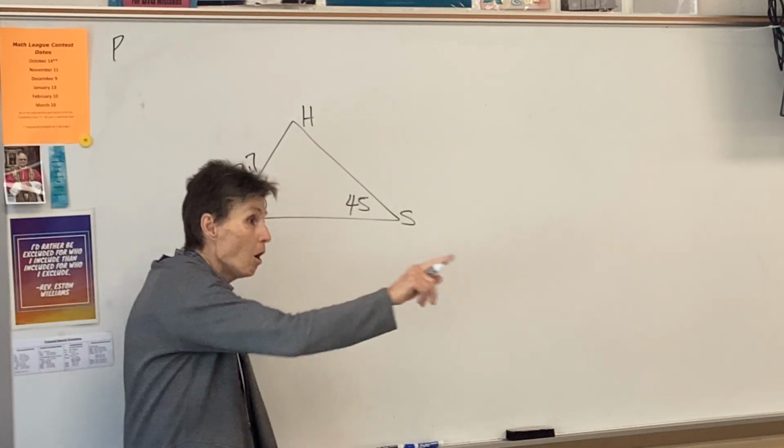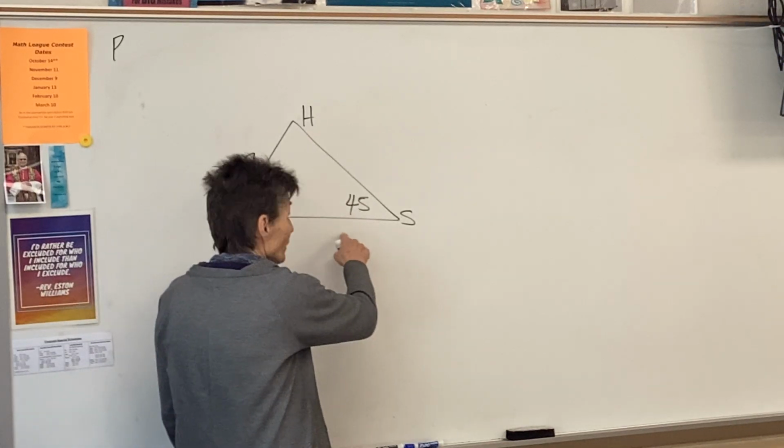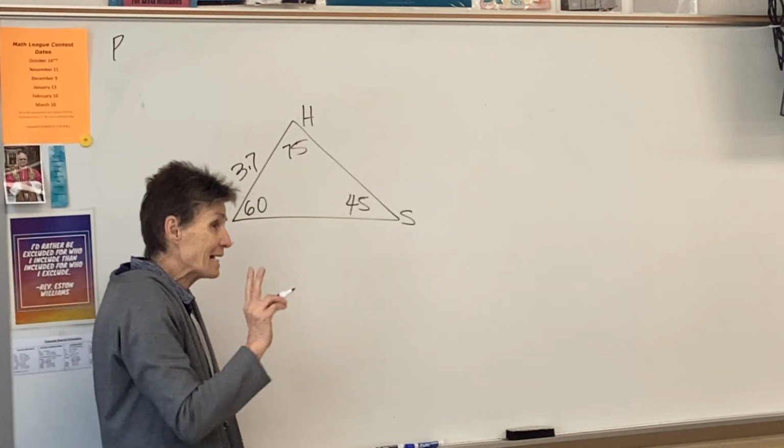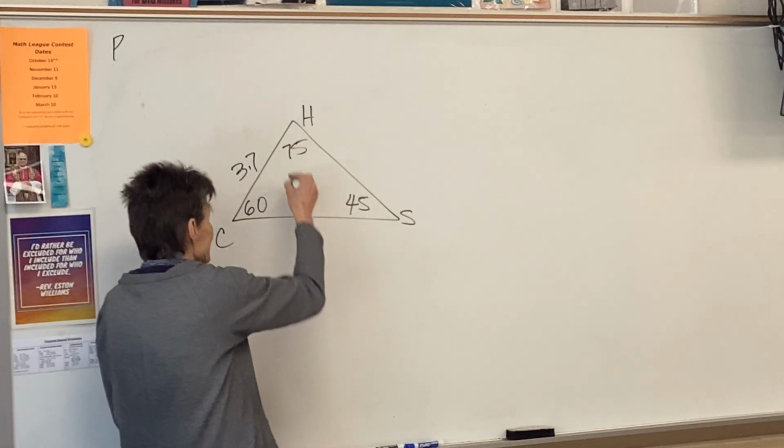60 plus 45, all minus 180. Triangles are 180. So we've got what here? 105. So that's a 75. So that's easy. Now, we need to find these two sides.